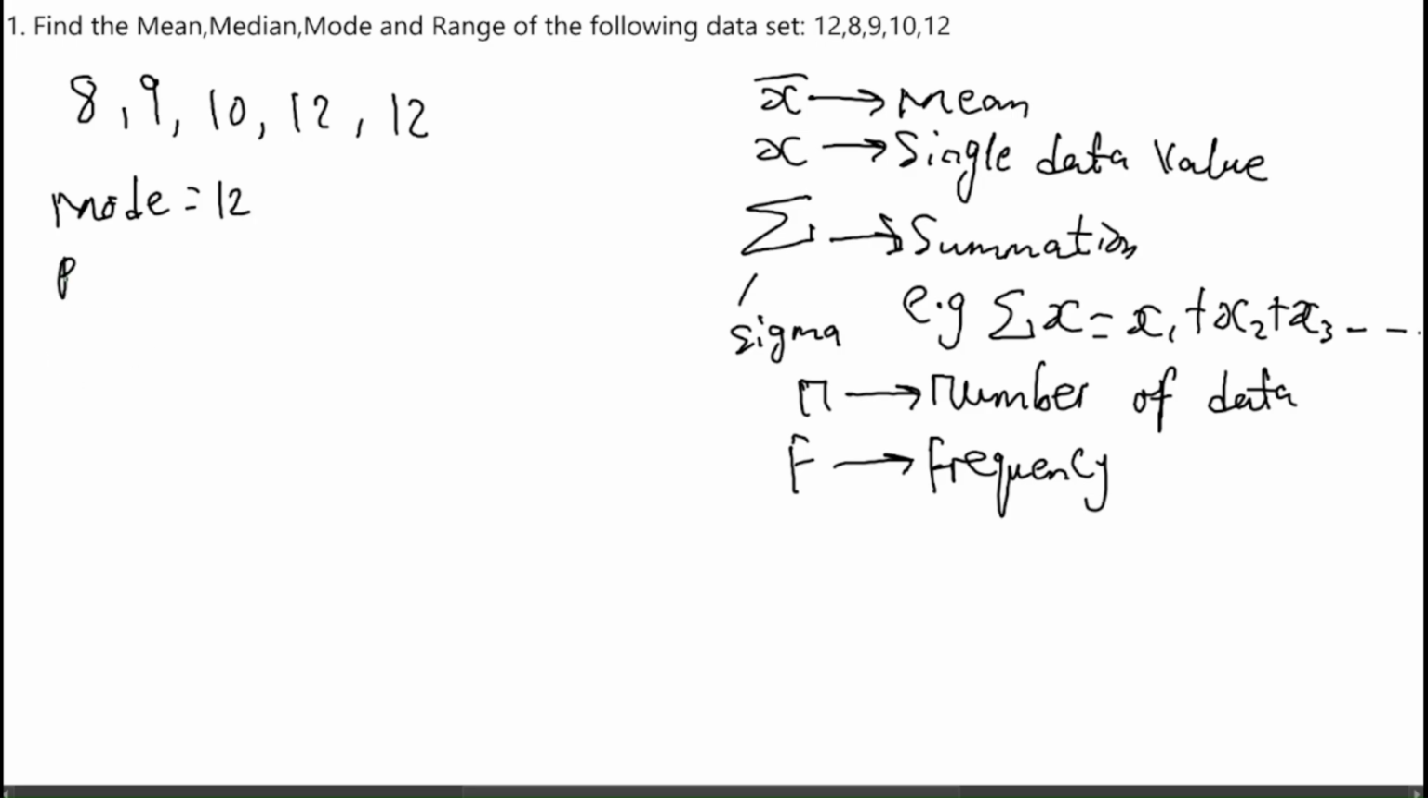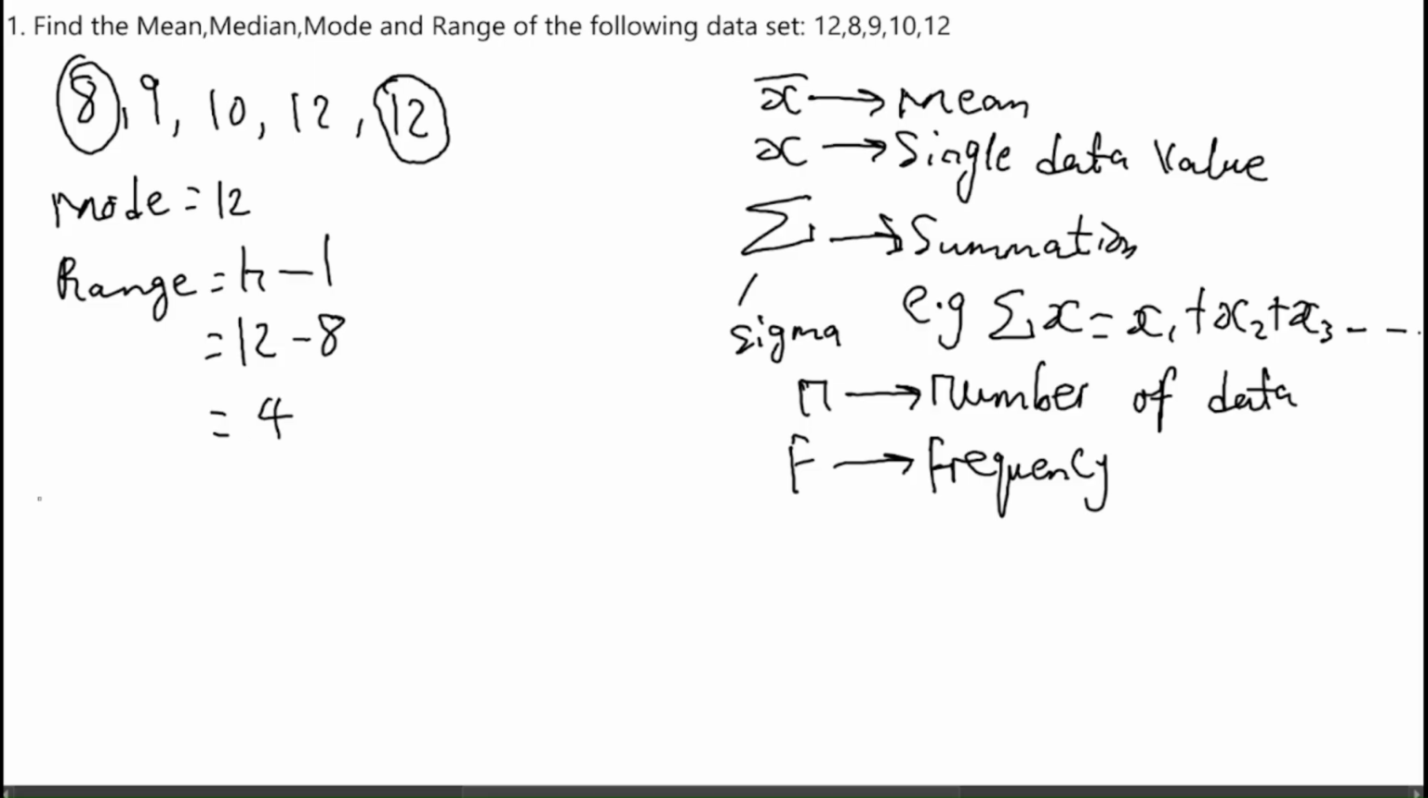Now, the next is the range. The range is the highest data value minus the lowest data value. The highest data value in this data set is 12. The lowest is 8. So the range is going to be 12 minus 8. 12 minus 8 is 4. Therefore, the range of this data set is 4. So this is how we can find the mean, median, mode, and range of a data set.